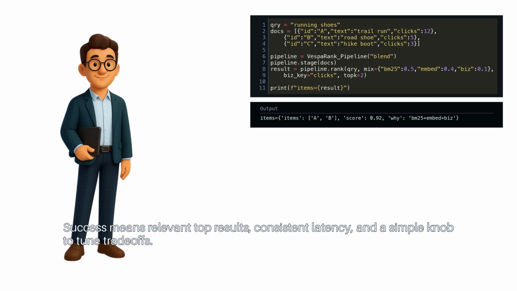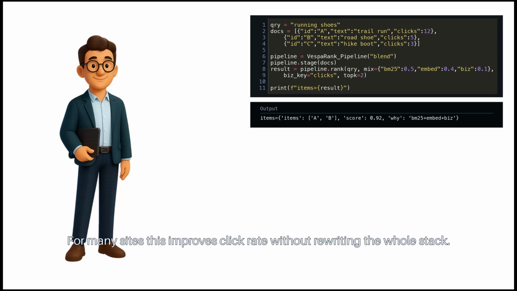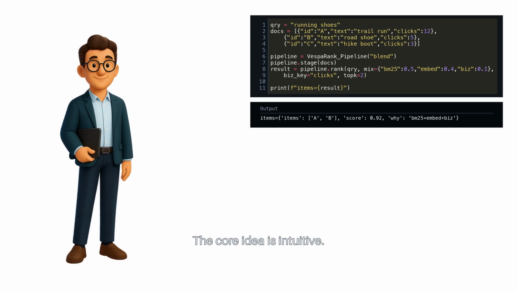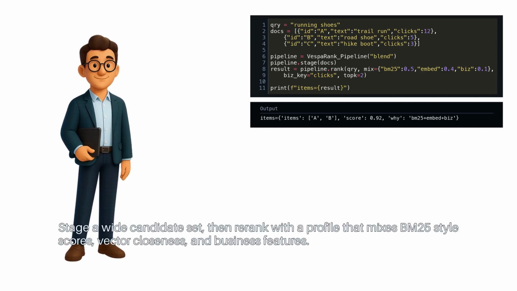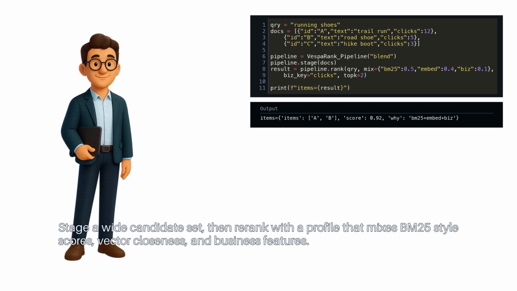Success means relevant top results, consistent latency, and a simple knob to tune trade-offs. For many sites, this improves click rate without rewriting the whole stack. The core idea is intuitive. Stage a wide candidate set, then re-rank with a profile that mixes BM25 style scores, vector closeness, and business features.